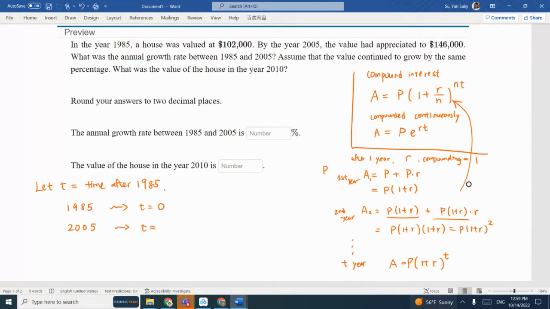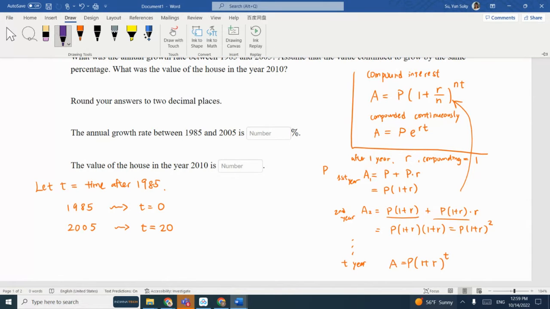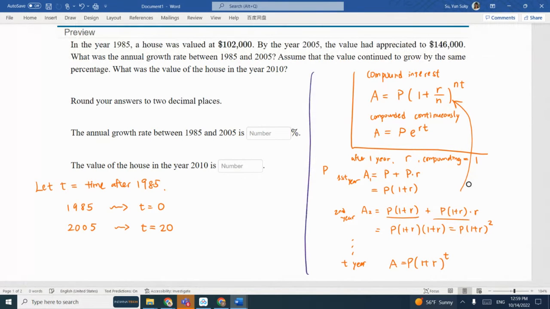How many years after 1985? 20. That's why it corresponds to t equals 20. Okay, so those are the formulas. Now, because it doesn't tell us how many compoundings per year, we just assume we compound once per year. So we use this formula.